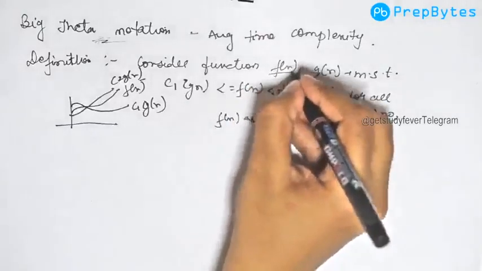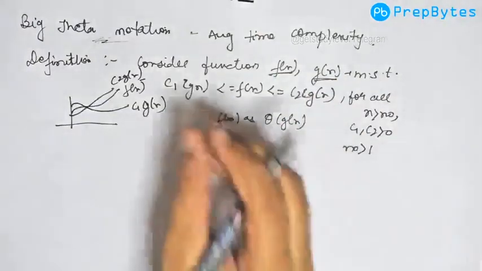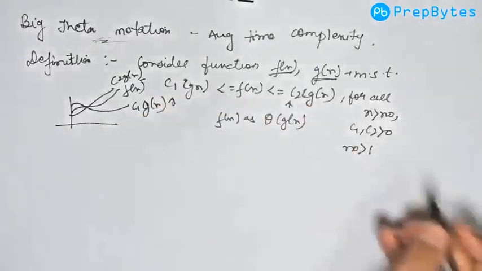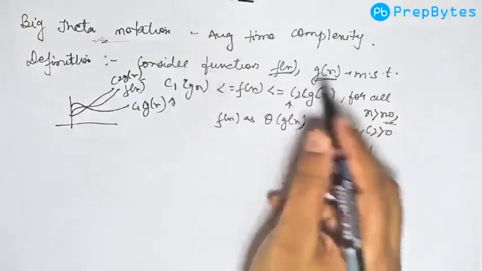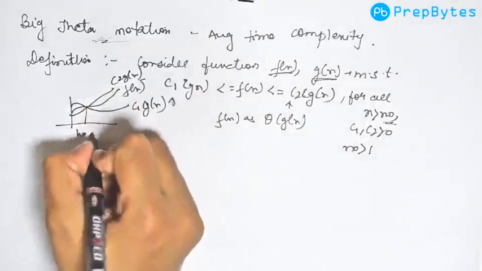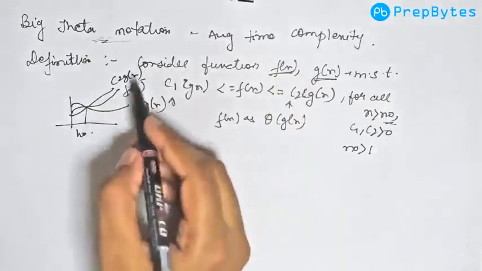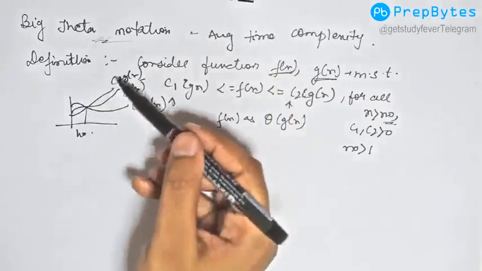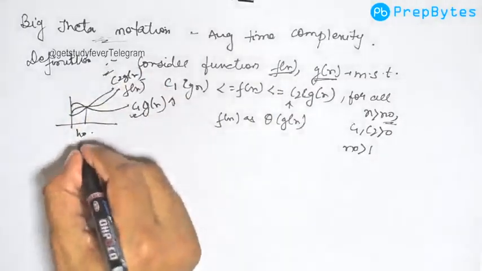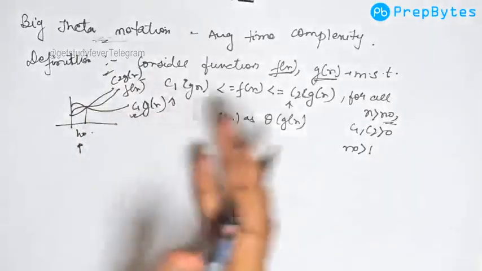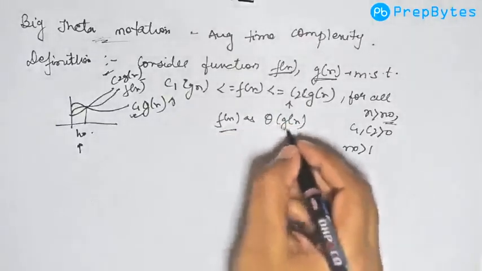that if F(n) is the time complexity of an algorithm and G(n) is the most significant term, then there must be some C1 and C2 and N naught such that F(n) lies between these two, C1 into G of N and C2 into G of N. As you can see, after a particular N equal to N naught, after a particular number of inputs, F(n) will lie in between C1 G(n) and C2 G(n). So in case we are able to find some C1 and C2 and some N equal to N naught such that this condition holds true, then we can represent F of N as theta of G of N.